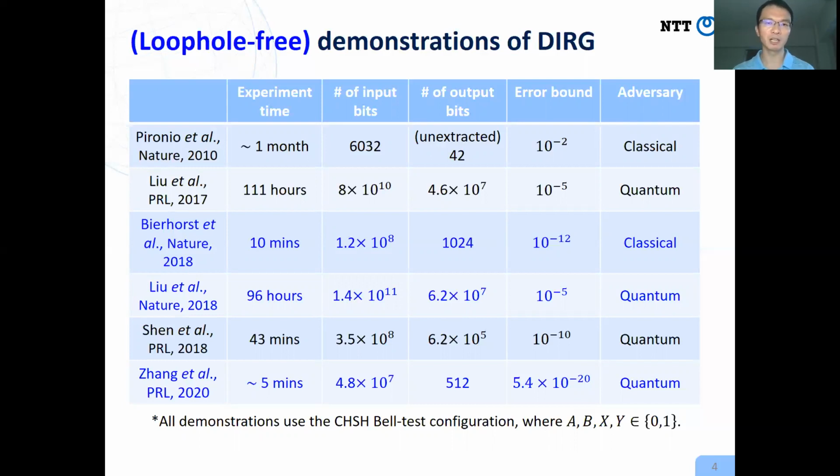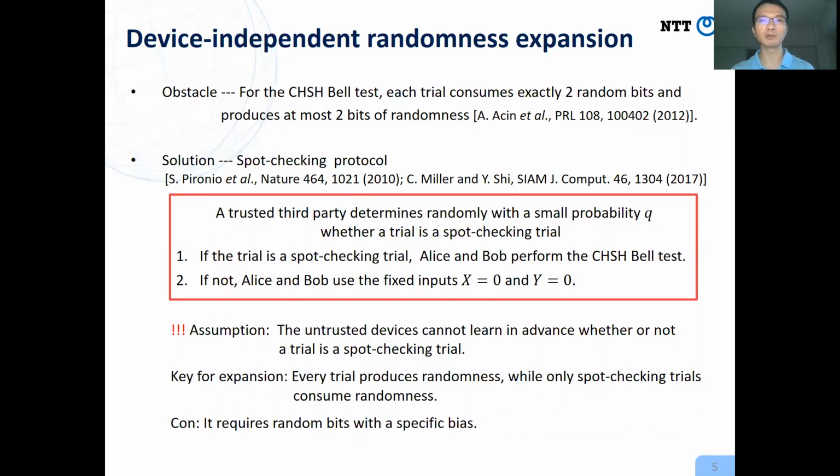The main obstacle is that all these demonstrations use the CHSH Bell test configuration. At each trial, we provide two uniform bits, and we read out only two binary outputs. As you know, two binary outputs contain at most 2 bits of randomness. Hence, it is impossible to achieve randomness expansion.